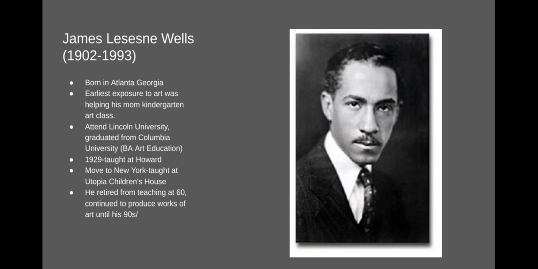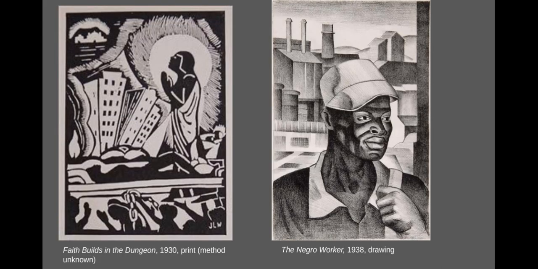In 1931, he convinced Howard to add another medium, which was linoleum printmaking, which is something that is highly used today. He would move to New York City. He taught at Utopia Children's House, and this was kind of like a community center where young kids can learn about arts and crafts. He actually established the program, and he would teach through various parts of New York City, initiating programs at libraries, community centers, public spaces, and so forth. And he would actually retire from teaching at 60 and continue to produce work, and that's a misprint. It's not 90s, it was his 80s.